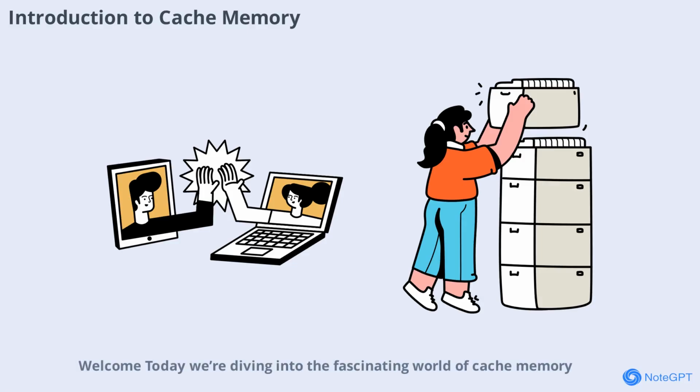Welcome. Today we're diving into the fascinating world of cache memory. If you've ever wondered why some computers seem to run faster than others, cache memory is a big part of the answer. It's a small high-speed storage area that sits between the main memory and the processor, helping your computer access data much more quickly. In this video, we'll explore what cache memory is, how it works, and why it's so important for modern computing.